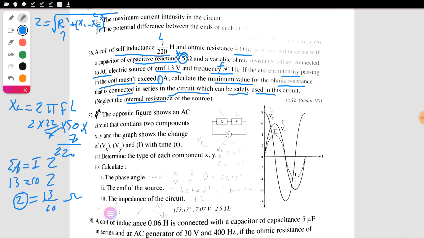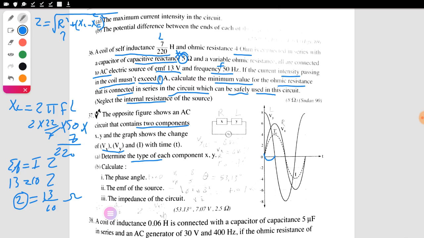Another question. In the opposite figure, an AC circuit contains two different components, X and Y. The graph shows the change in Vx and Vy with time. Determine the type of each component. At this point, we observe that Vy is maximum, and in an AC circuit, VL leads I by 90 degrees. This means that Y is L, and X is R.